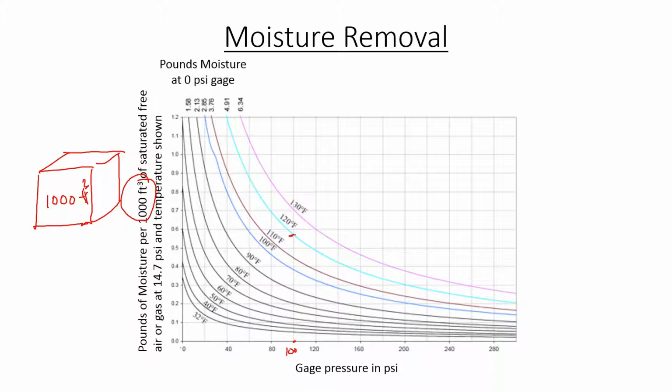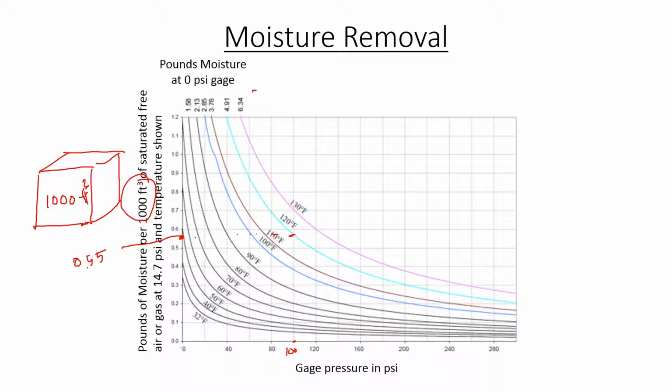So at 100 psi, 120 degree Fahrenheit, the maximum moisture a 1000 feet cube of gas or air can contain is about 0.55. It's between 0.5 and 0.6, so I would say it's 0.55, like that. So that's how we read this table.